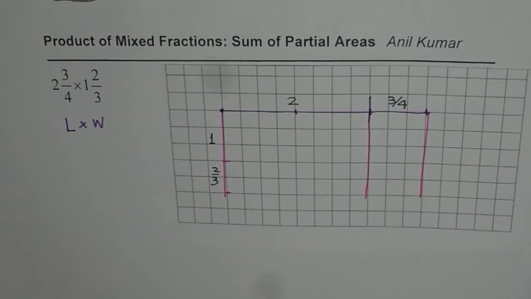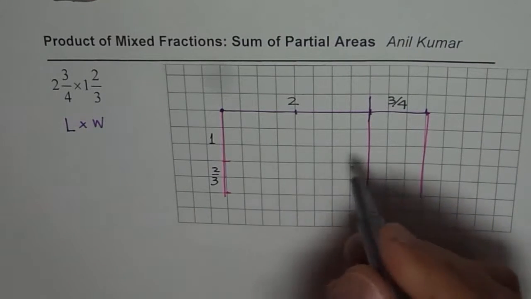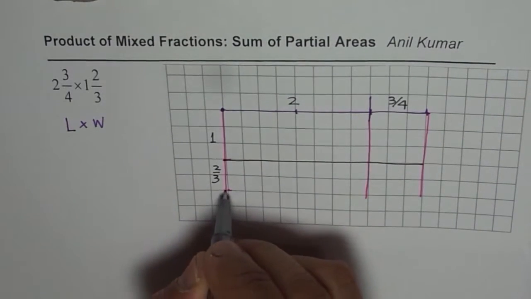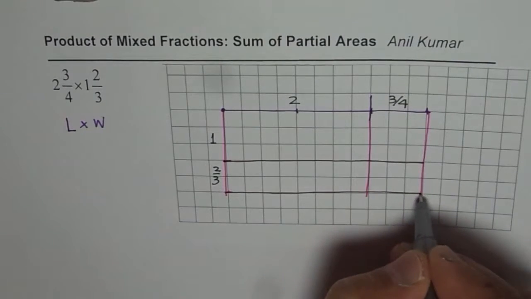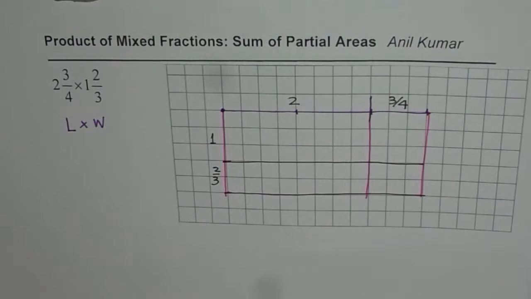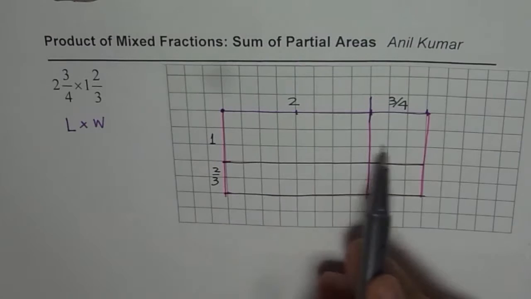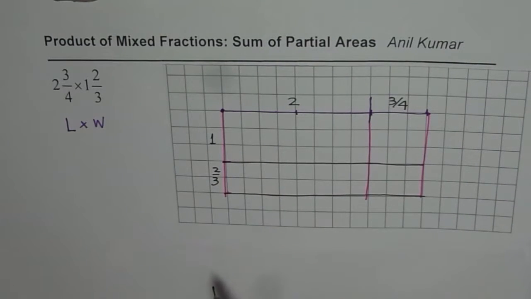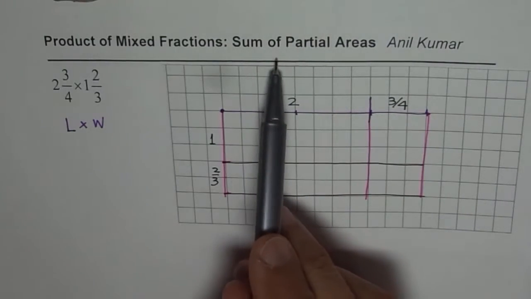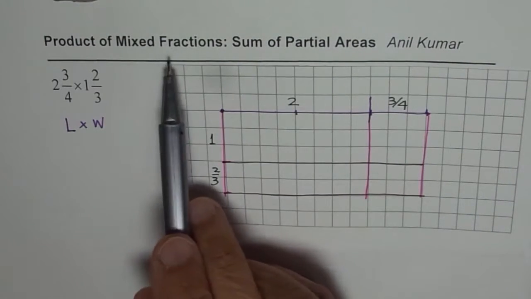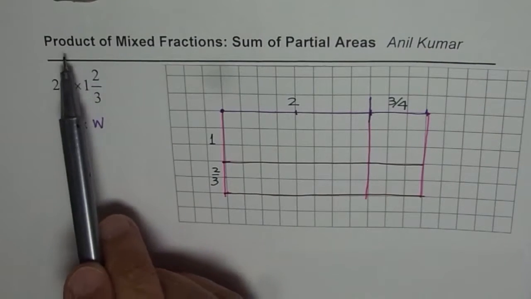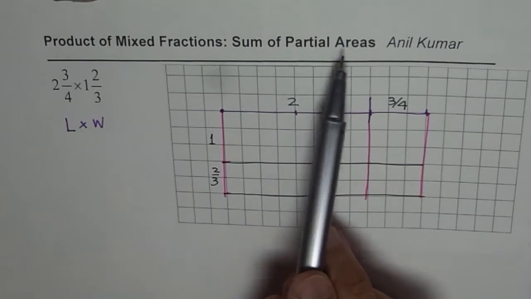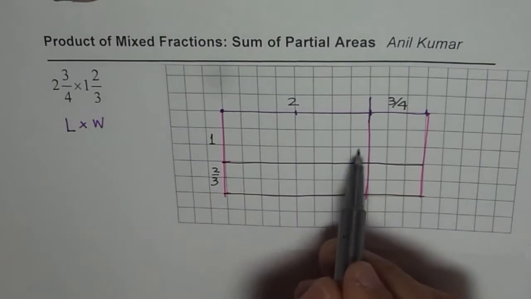So let us now draw these lines. Once you draw this, you divide this rectangle into 4 different rectangles. Adding the area of these 4 will give us the area of the total rectangle. That is the concept, and that is why we say sum of partial areas. I hope now everything is clear. So we are trying to find the product of mixed fractions, and we are using the strategy of sum of partial areas, right?